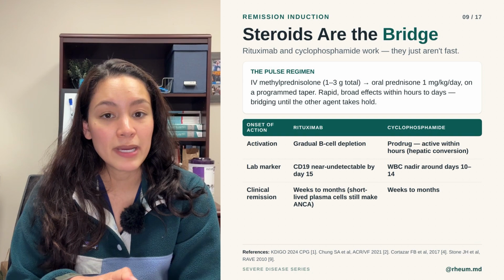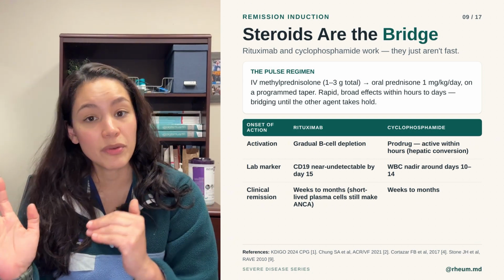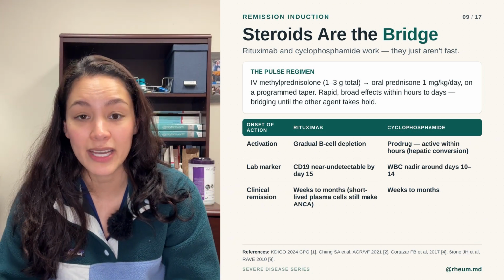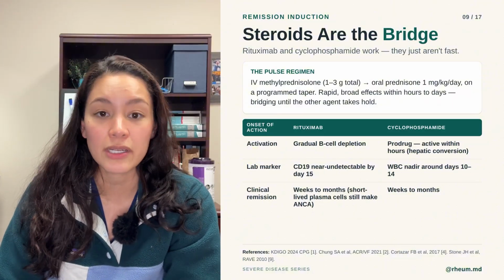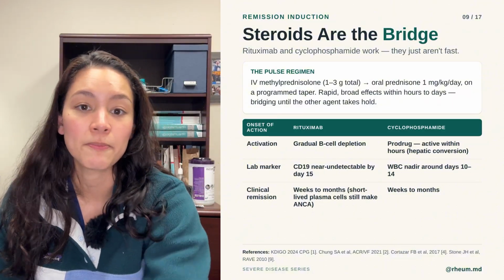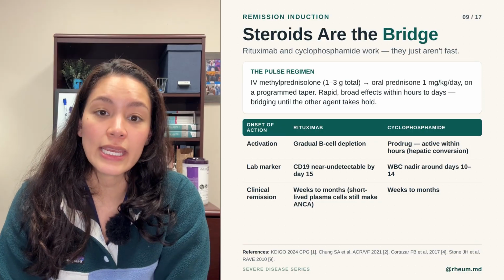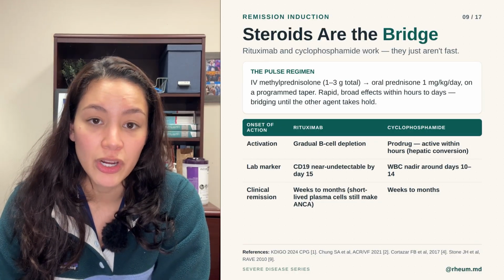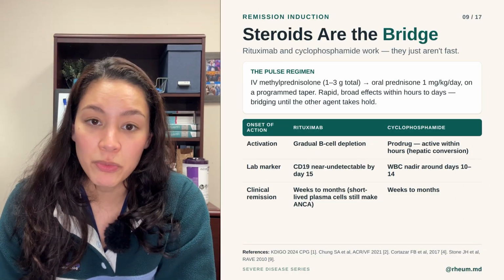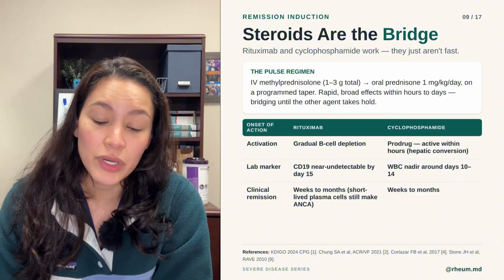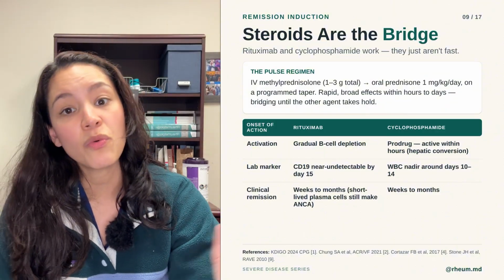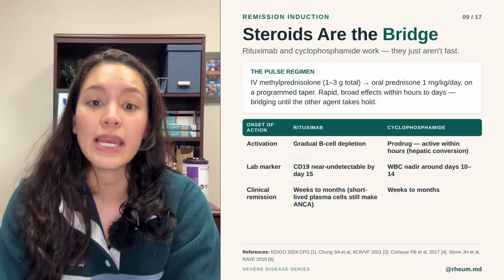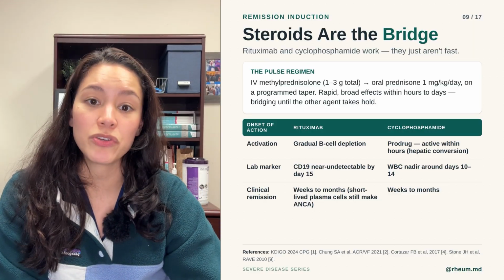Every major randomized controlled trial on remission induction in severe ANCA vasculitis uses glucocorticoids along with rituximab or cyclophosphamide. Remember that pulse steroids are like a massive fire extinguisher, so we use IV methylprednisolone between 1 to 3 grams, and then we follow with oral prednisone 1 milligram per kilogram per day, and then you taper down gradually.